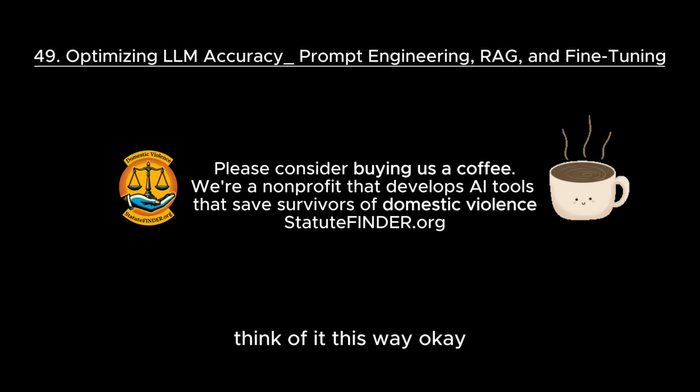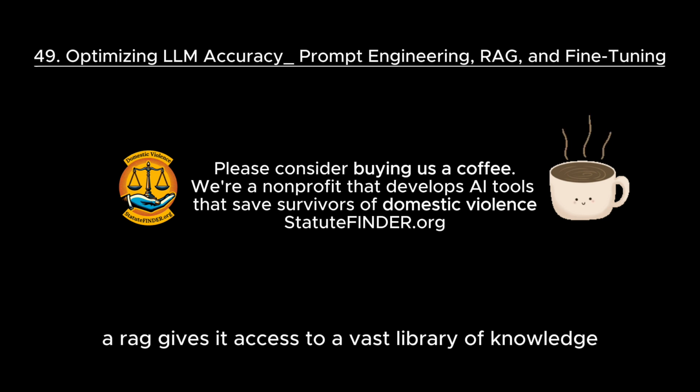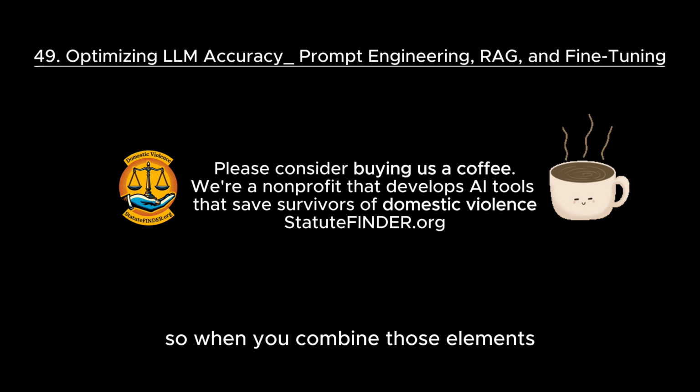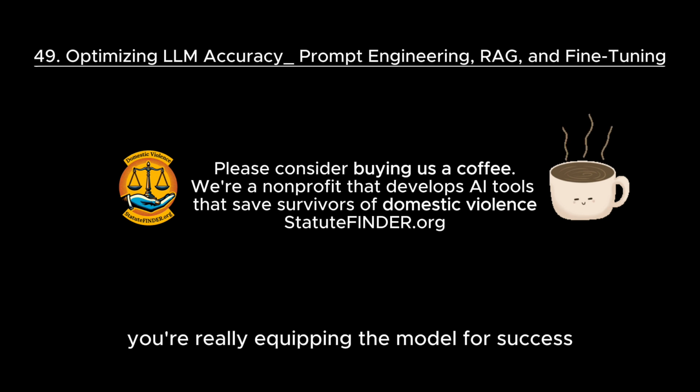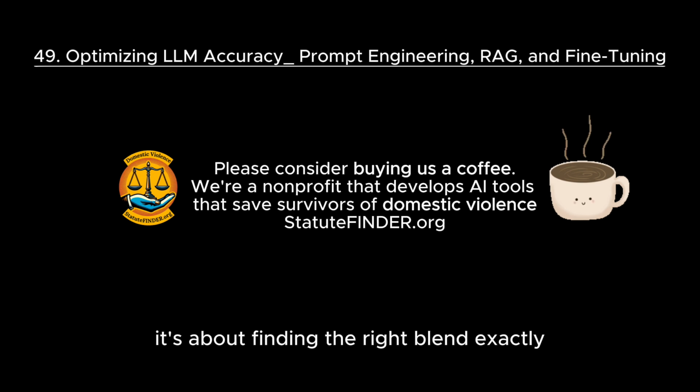Exactly. Think of it this way. Prompt engineering gives the model its toolbox. RAG gives it access to a vast library of knowledge. And fine-tuning provides specialized training. So when you combine those elements, you're really equipping the model for success. So it's not about choosing one over the other. It's about finding the right blend. Exactly. That's what you need.